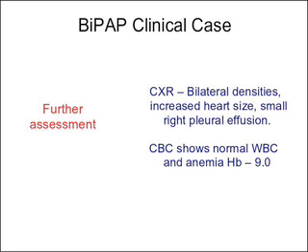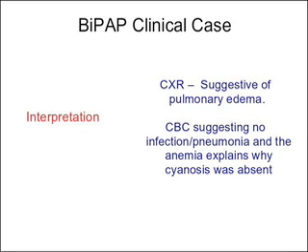pleural effusion. The CBC shows a normal white blood cell count, and the patient has some anemia. The radiologist feels like this chest x-ray is suggestive of pulmonary edema like you'd see with heart failure. The CBC, the fact that the white count is normal, suggests that there's not infection, possibly pneumonia. And the reason the patient was not cyanotic was because she was anemic. Remember, cyanosis is a sign of desaturated hemoglobin, and anemic patients rarely show cyanosis unless their oxygen is deadly low.